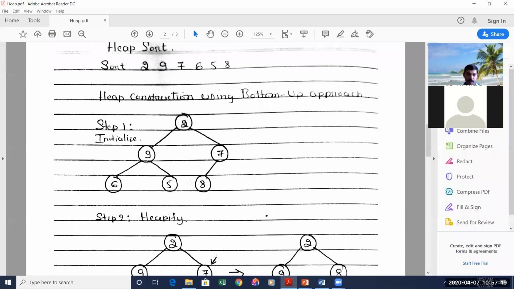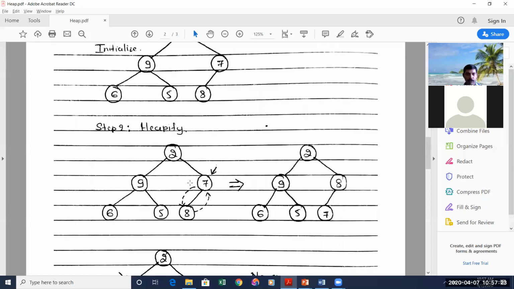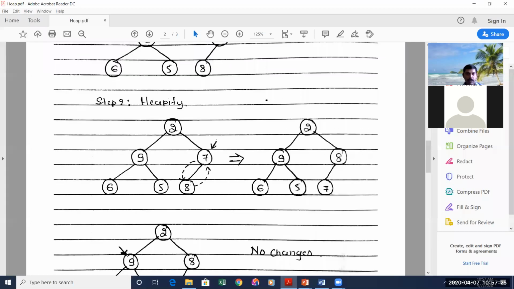The next step in the heap construction is called heapify. We have to write the same tree on the left hand side like this. What the heapify algorithm tells is, we have to start from the last parental node until you reach the root node, so you should be going in the reverse direction. Starting from the last parental node, the last parental node is 7 here.